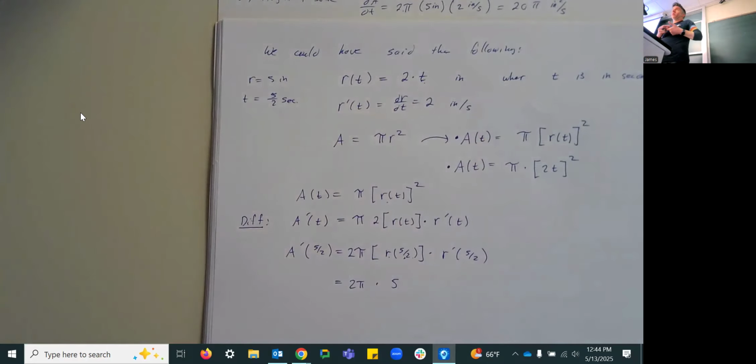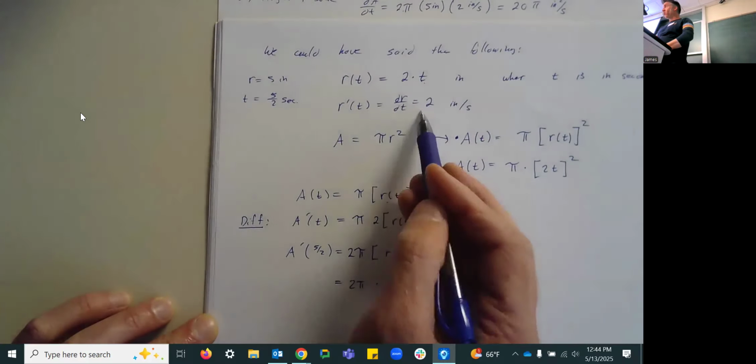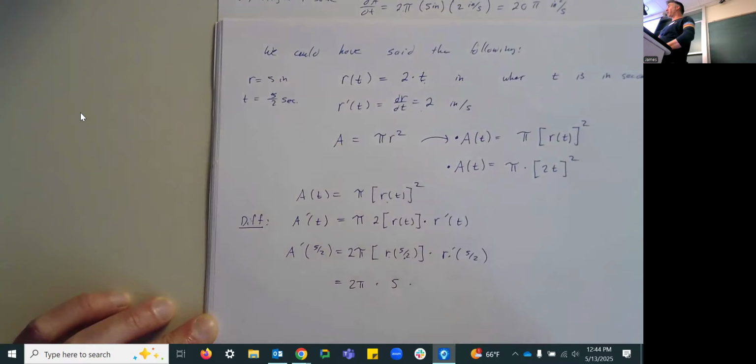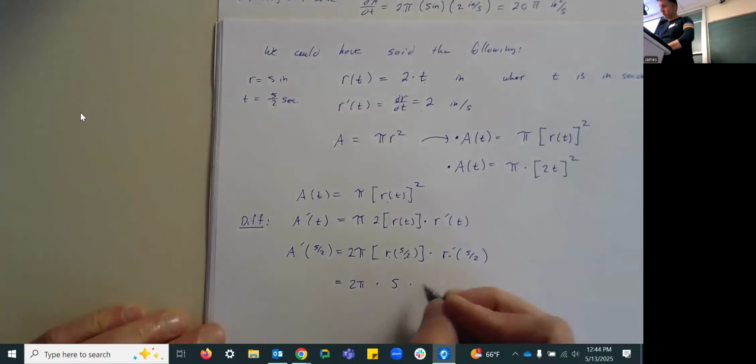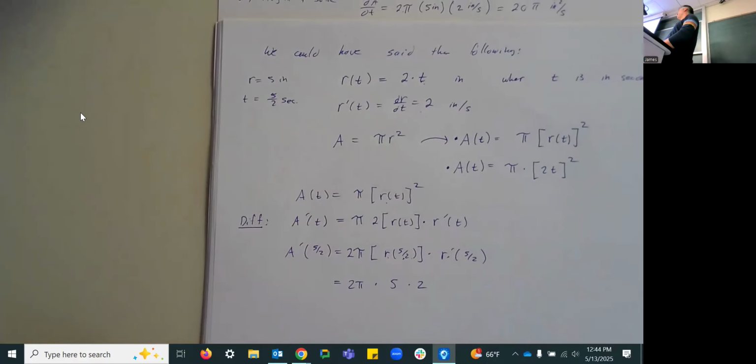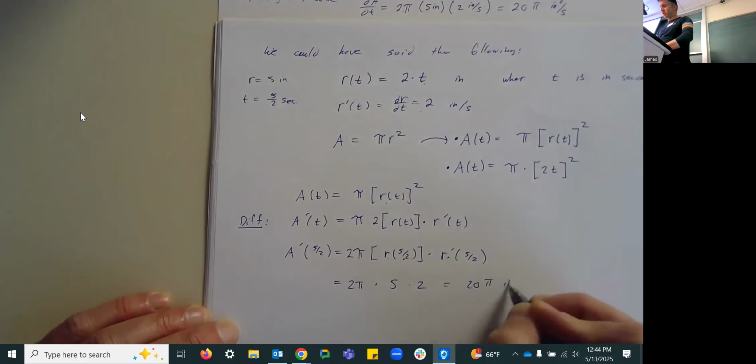We almost are doing too much work here. And then the derivative is 2. And if I plug in 5/2, there's nowhere to plug it in. The derivative is still 2. The derivative is always 2 because it's a constant rate of change. And look, we get the exact same answer: 2 pi times 5 times 2, which is 20 pi inches squared per second.